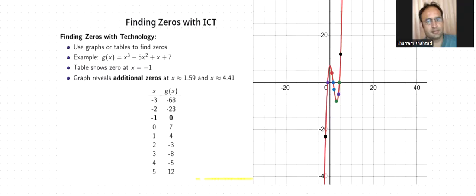Hello. Now I have a short video related to finding the zeros with ICT. ICT means information communication technology. Simply, you can say that by using IT or computer tools, how can we find the zeros of any polynomial by using different computer tools?